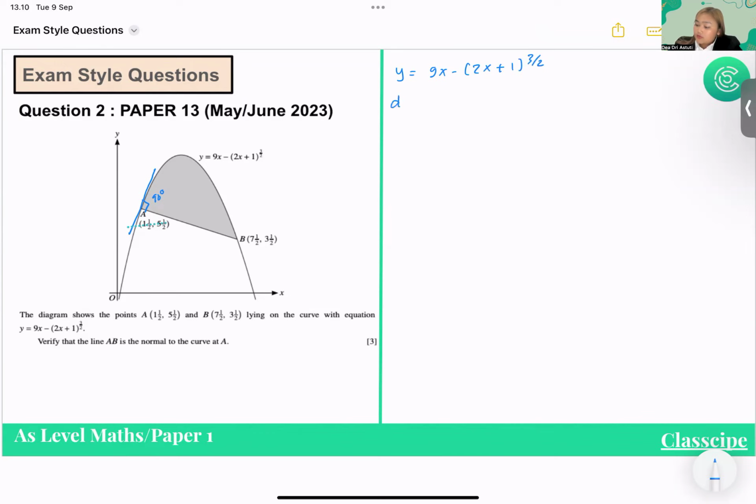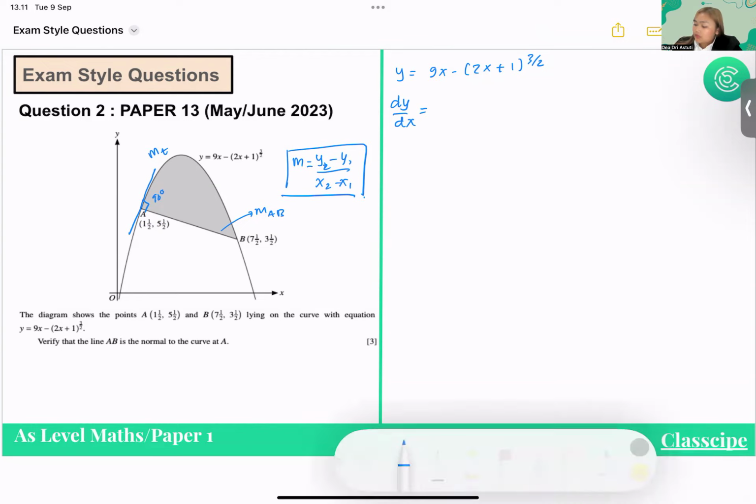First thing first, you need to find dy/dx because we are trying to find the gradient. Let's say this is the gradient of the tangent, and this is the gradient of AB. I believe you know how to find the gradient of AB, which is using the gradient formula, y2 minus y1 over x2 minus x1. We are going to find the gradient of the tangent to the curve at point A using dy/dx.